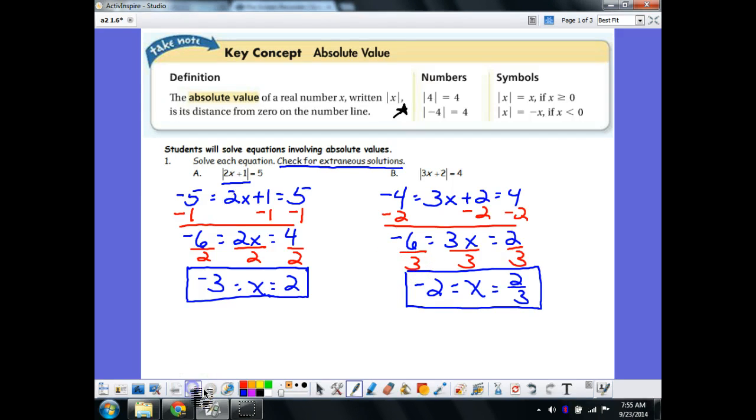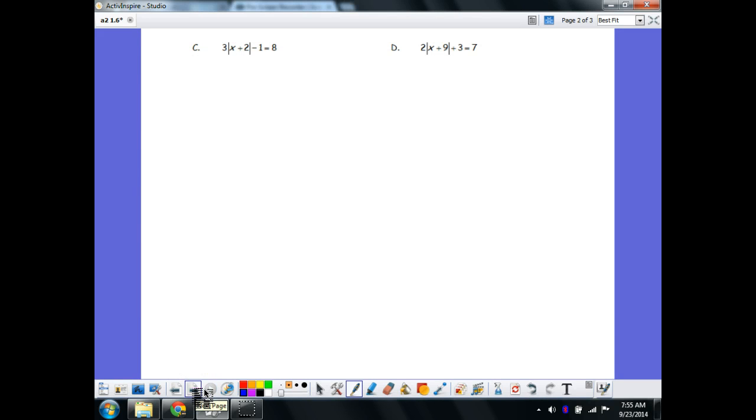All right, then the next two examples, we need to do some work to get the absolute value by itself first. And that's what you want to do first. You want to get that absolute value chunk by itself, then set it up like we did the previous two examples. So to get the absolute value part by itself first, we would add 1 to both sides. So we have 3 times the absolute value of x plus 2 is equal to 9. That's what we get when we add 1 to both sides.